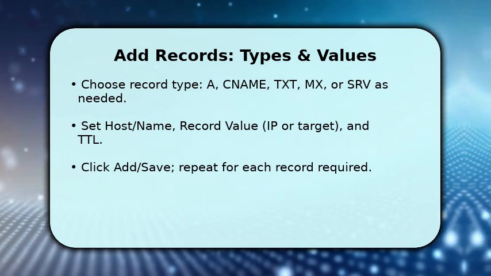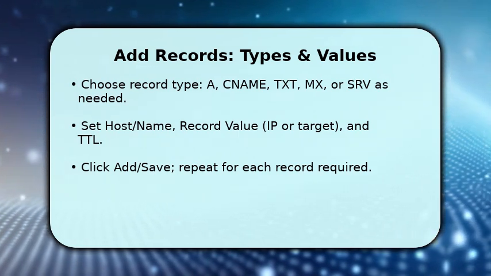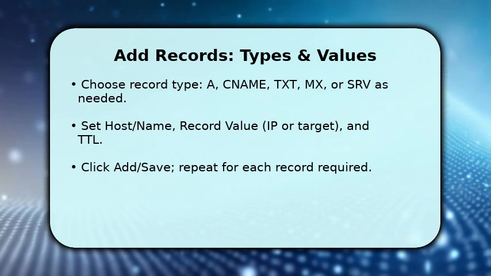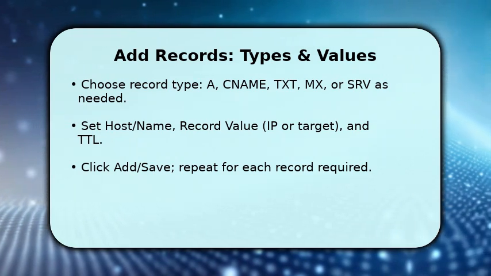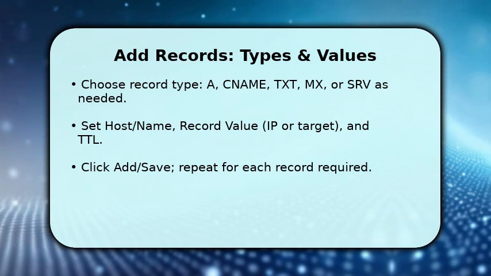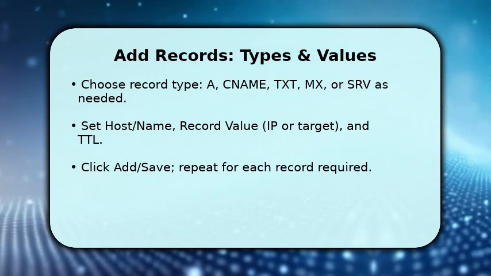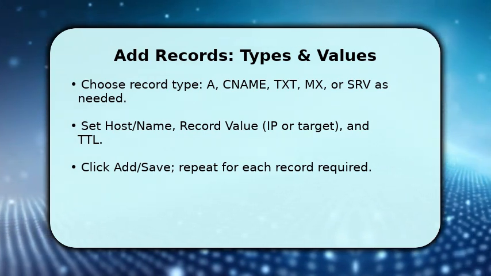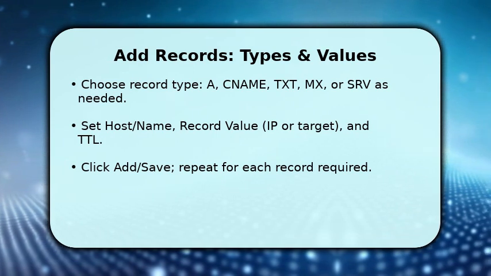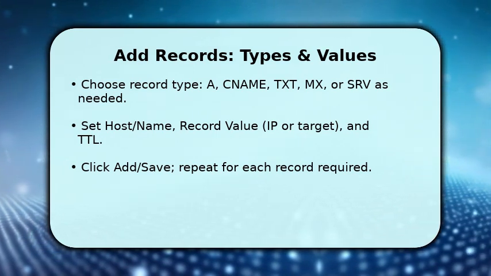For each record, enter the host or name field exactly, @ for root or a subdomain like www, and paste the value, IP or target hostname. Set TTL to your preference. Lower TTL speeds propagation, but increases DNS queries. Once values are correct, click Add or Save.